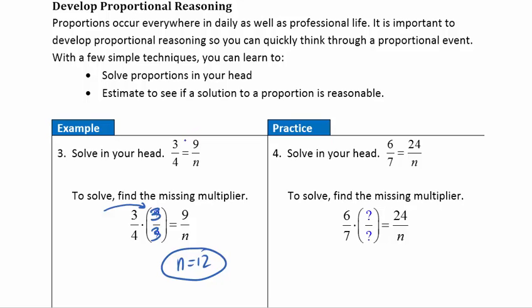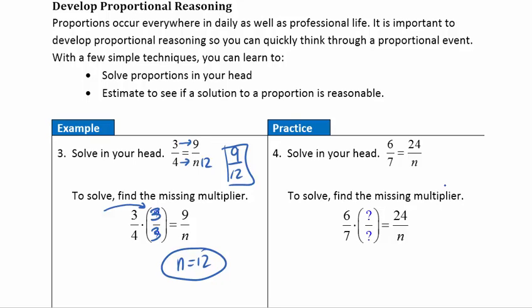You could just look at this fraction and go, okay, I'm looking for some sort of relationship here. The relationship between 3 and 9 is that it's times 3. Multiply the bottom times 3, and you get quickly to the answer, so that 3/4 is equal to the proportion 9/12. All right, go ahead and pause your video player now and try practice question 4. And try to solve this in your head by figuring out what the missing multiplier is. When you're done, hit play to see how you did.